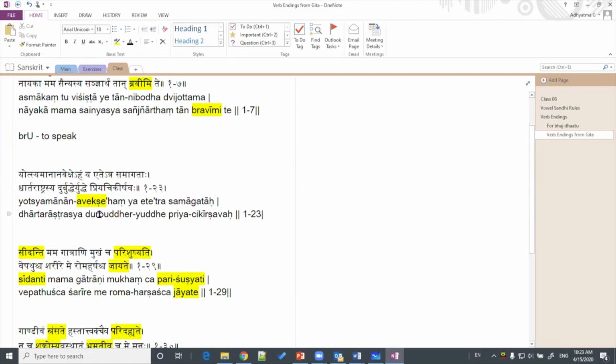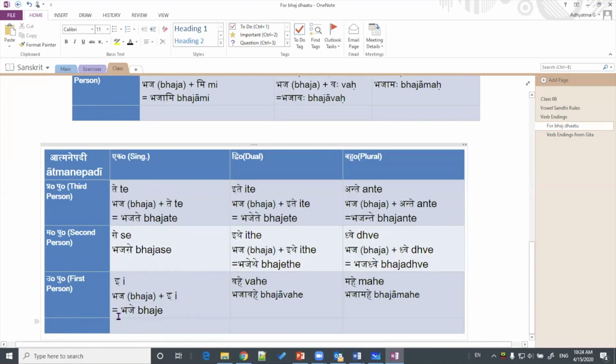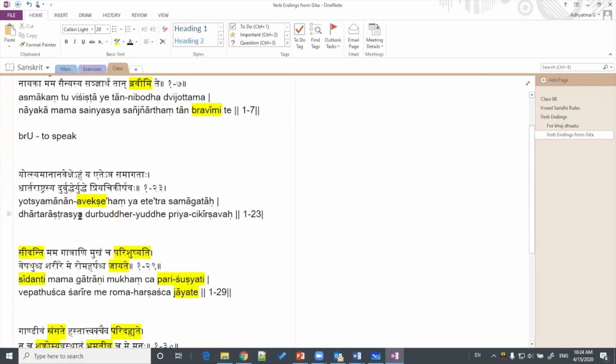Pashyami, now this one you see, pashyami, from the bhaj, we have this bhajami. How do I know? Again, as I said many times, you will know by practice, because this kind of ending you will find in many other places. How do you know that this is a verb form? It is a matter of practice. More practice, more exposure to scriptures, you will know better. So pashyami means I see.